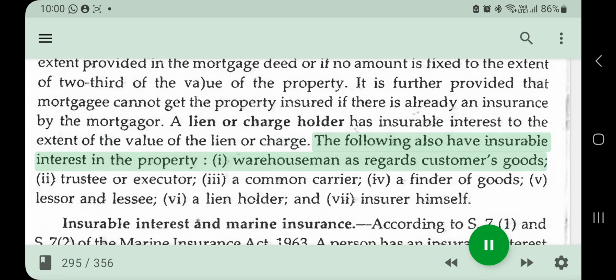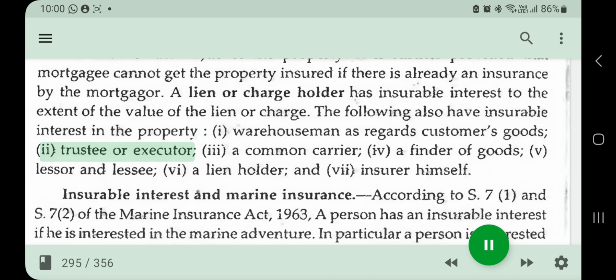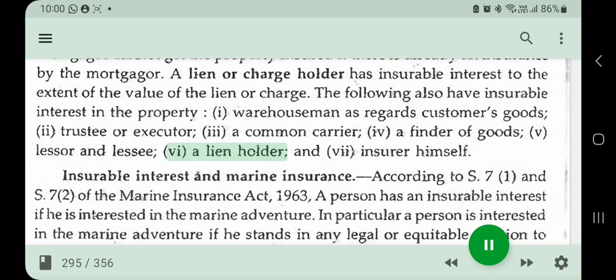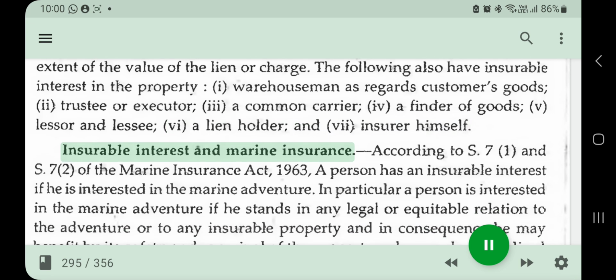The following also have insurable interest in the property: I. Warehouseman as regards customers' goods. II. Trustee or executor. III. A common carrier. IV. A finder of goods. V. Lessor and lessee. VI. A lien holder. And VII. Insurer himself. Insurable interest and marine insurance.